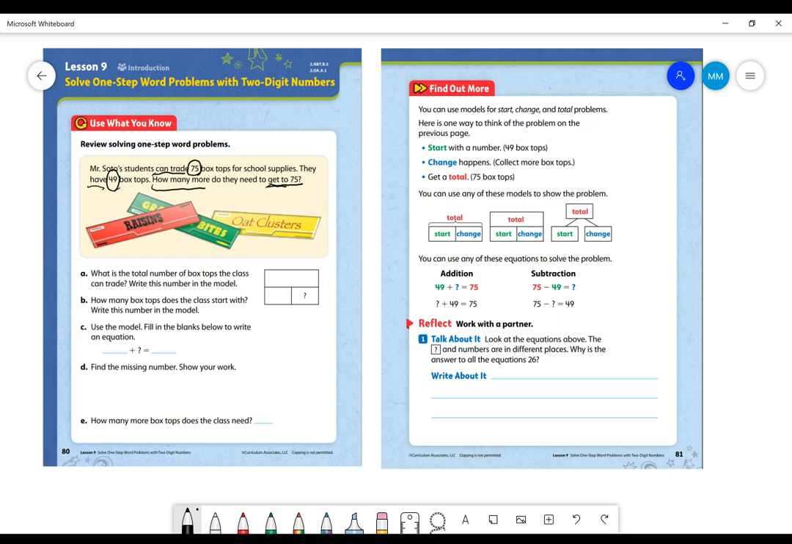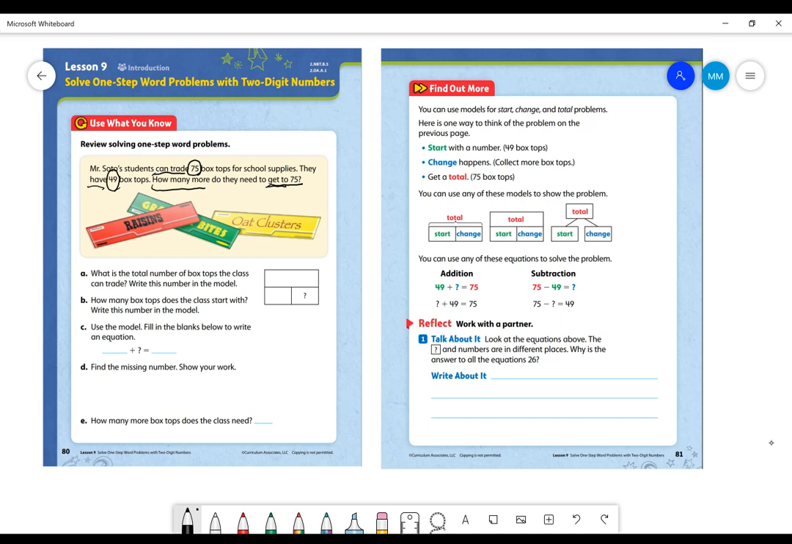So, friends, remember that we have to listen to the words that it is telling us in the word problem. So even though we have two numbers right here, that does not mean that we're putting them together. It doesn't mean that we're taking a part away. We have to figure out what it is asking us to do exactly. So Mr. Soto's students can trade 75. That doesn't mean they have 75. That means they can trade. Right now they have 49. How many more do they need to get to 75?